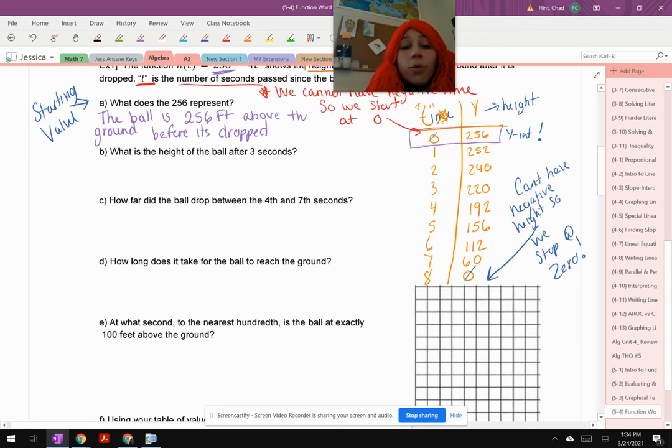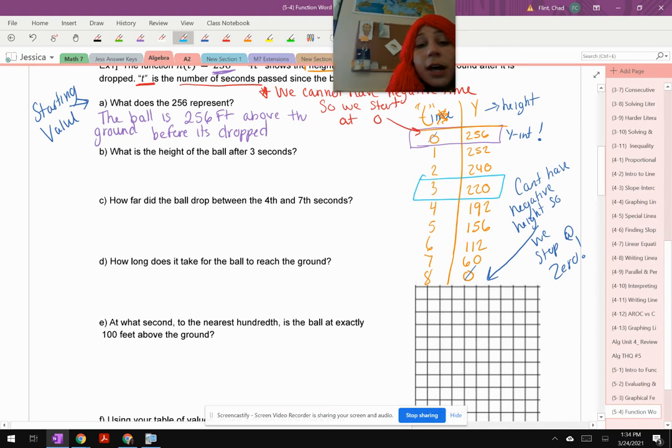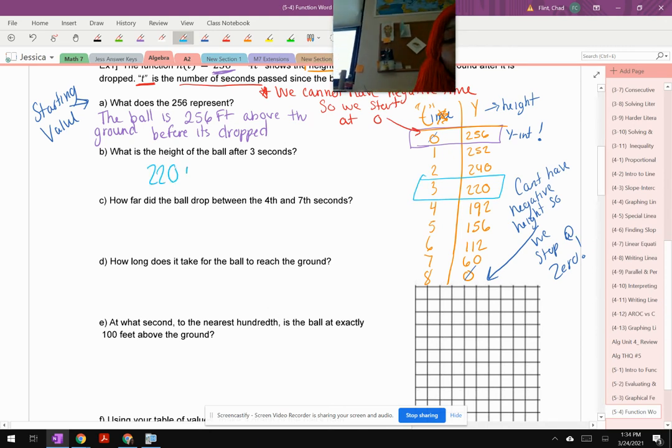Okay, part B wanted to know what is the height of the ball after 3 seconds. Easy peasy lemon squeezy because I got my cool little table here. After 3 seconds, the ball is at 220 feet.